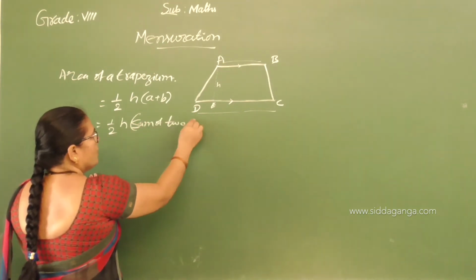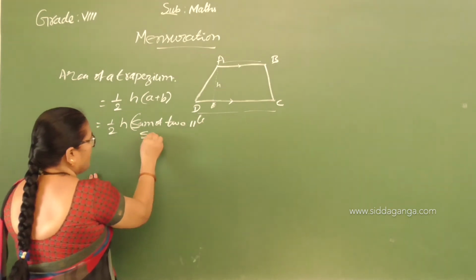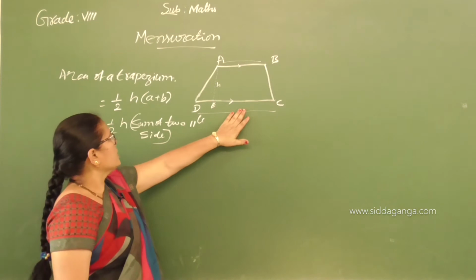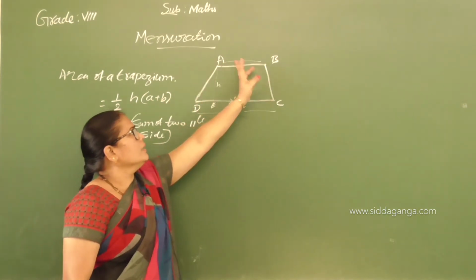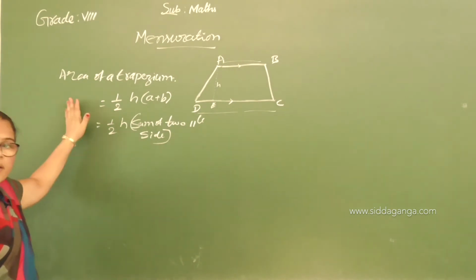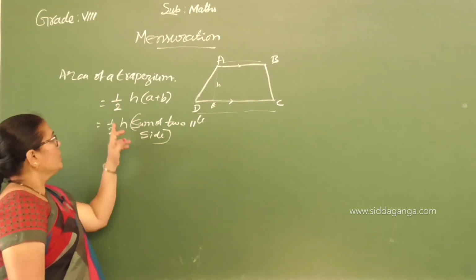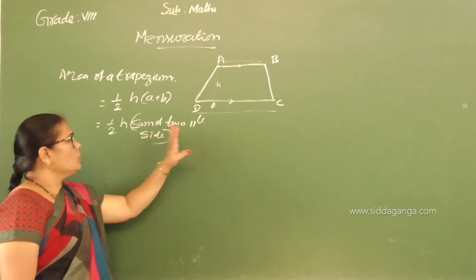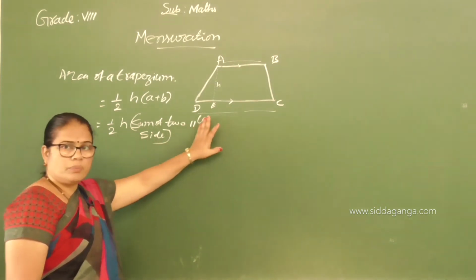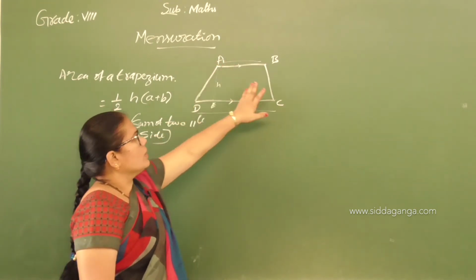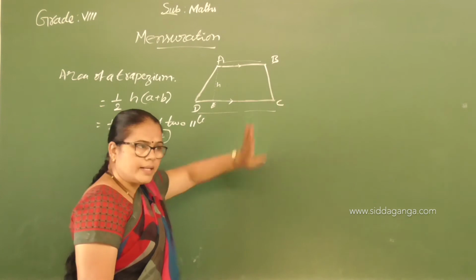two parallel sides. Here A is one parallel side, B is the other parallel side. This is the area of a trapezium: half into H into the sum of the two parallel sides. In a trapezium, two sides are parallel and the other two are non-parallel sides.